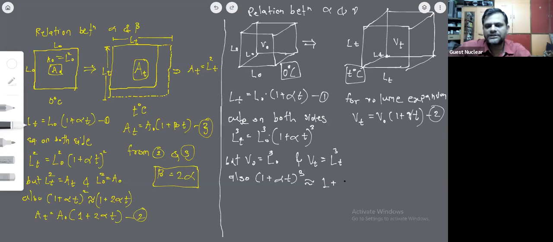So we can just understand that this will be 1 plus 3 alpha t. Okay, so this is the binomial approximation. You can use it here, so that in the next step we can just get this L_T cube replaced by V_T. Simply this L naught cube can be replaced by V naught, and 1 plus alpha t whole cube can actually be expressed as 1 plus 3 times alpha t, which is the binomial approximation.